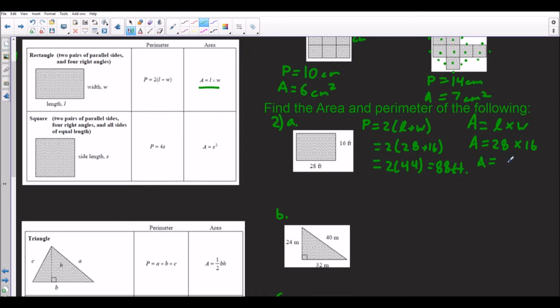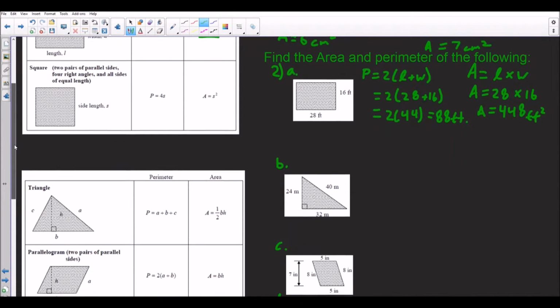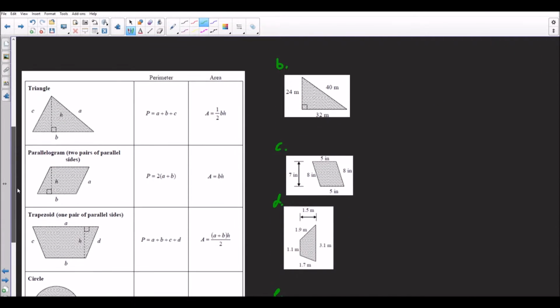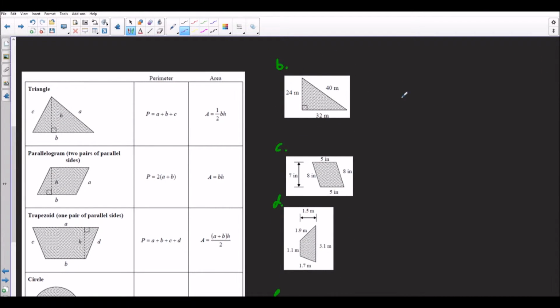But 28 times 16 is 448 feet squared. Okay, area is always the unit squared. So that's how many square foot blocks there are in this one big rectangle. That's what area means. And yes, you can have half of a block, and we'll probably see that in some further questions. So let's try this one.